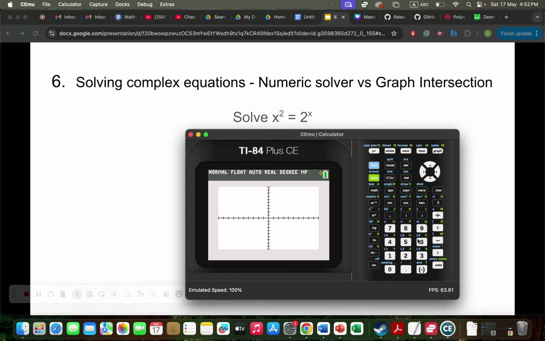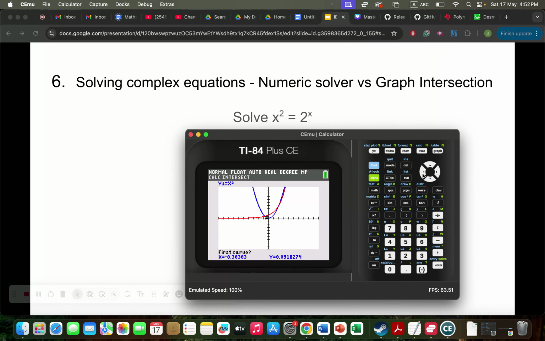I'll just go back to standard again, because there's one intersection point on the negative part. I just want to show you how we can find the intersection point. So there is another intersection point here. What I'll do is go to second trace. Okay, I'll just wait for it to load first. So second trace, then we go to intersect.